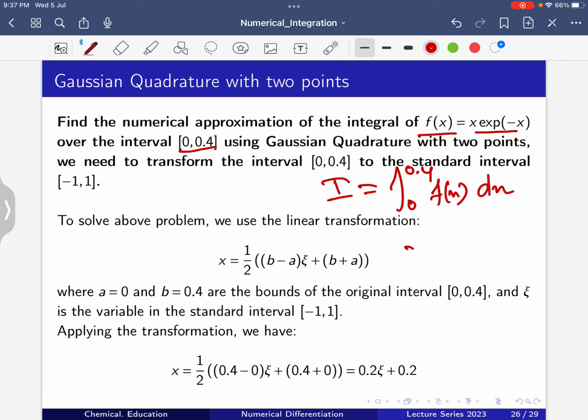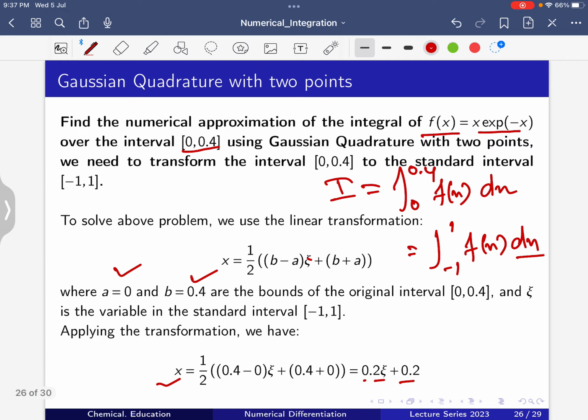So that is from -1 to 1, f(x) dx. For the transformation, we know x is equal to half of (b minus a) zeta plus (b plus a). So we have to transform that x. If we transform, x will be 0.2 zeta plus 0.2, since b is 0.4 and a is 0. So that is how we transform x.